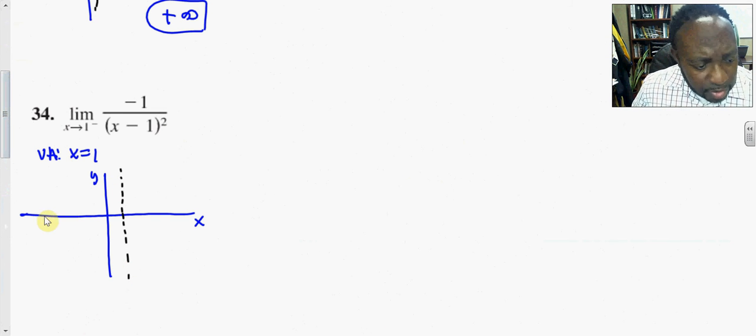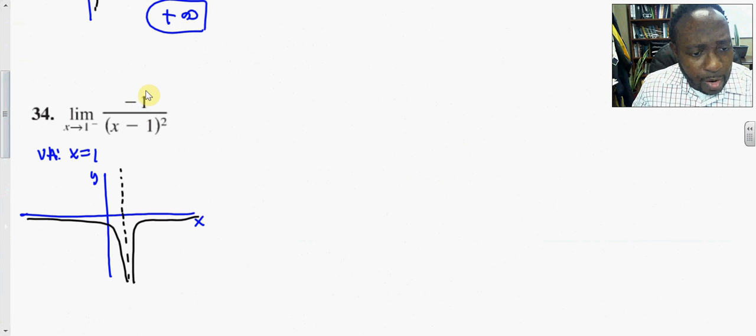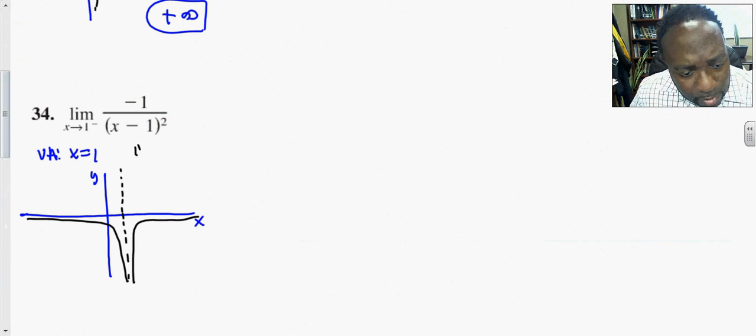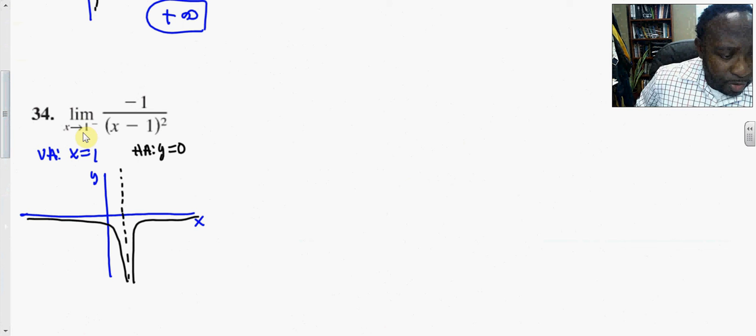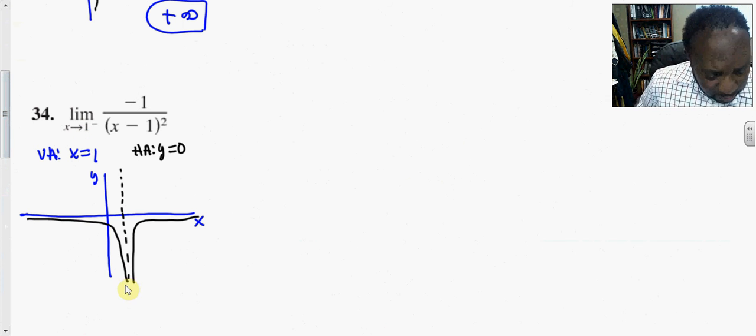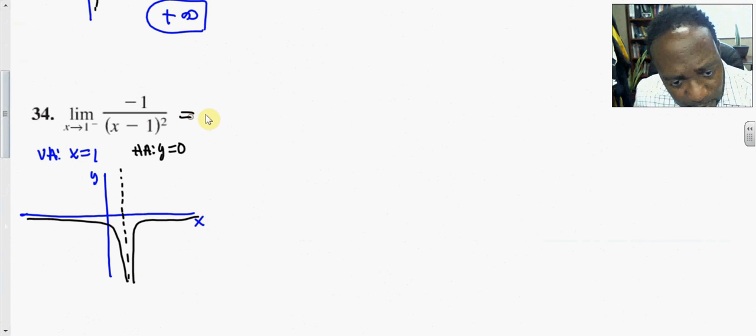And since it's always negative, and it hovers with respect to the asymptotes, again, the numerator's power is 0, the denominator's power is 2, 0 is less than 2, so the horizontal asymptote is y equal to 0. So as x approaches 1 from the left, we go down to negative infinity. And the same thing happens when x approaches 1 from the right. It still goes to negative infinity. So you write here negative infinity.